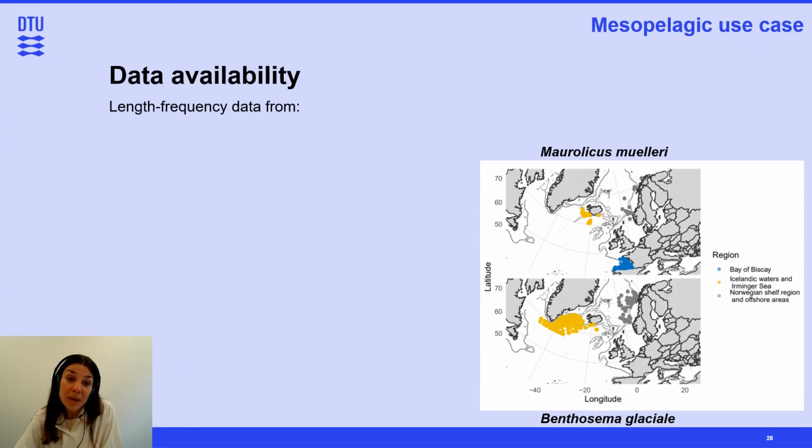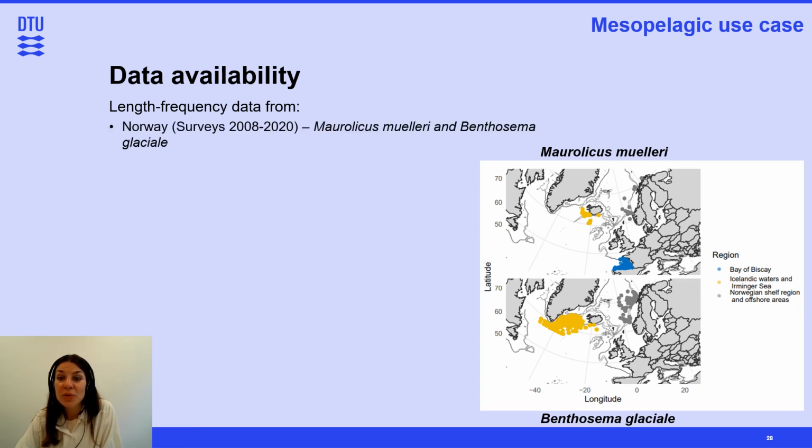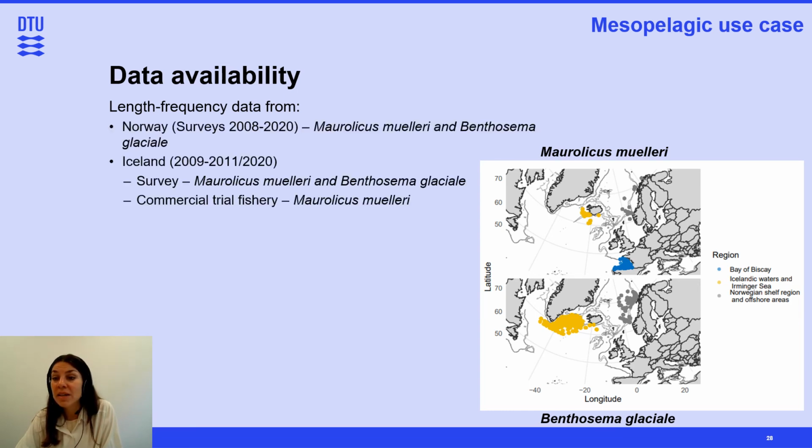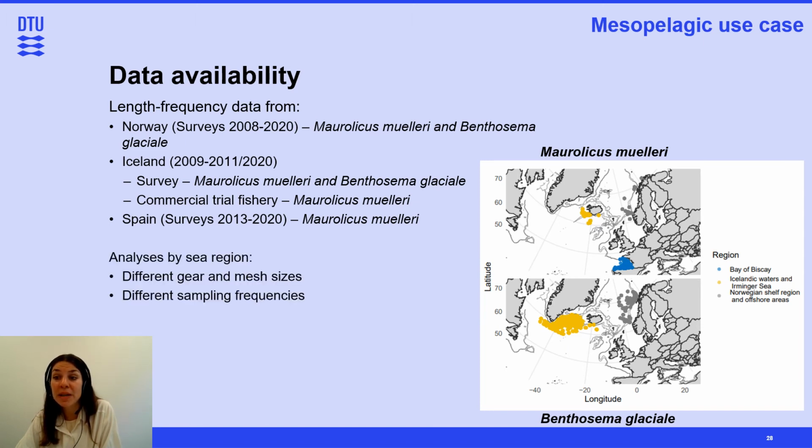In our mesopelagic use case, we analyzed the length data of the two species in Norway, in Iceland, and in the Bay of Biscay. We aggregated the length frequency data by sea region as the fish were sampled in all regions with different gears and mesh sizes and according to different sampling frequencies.